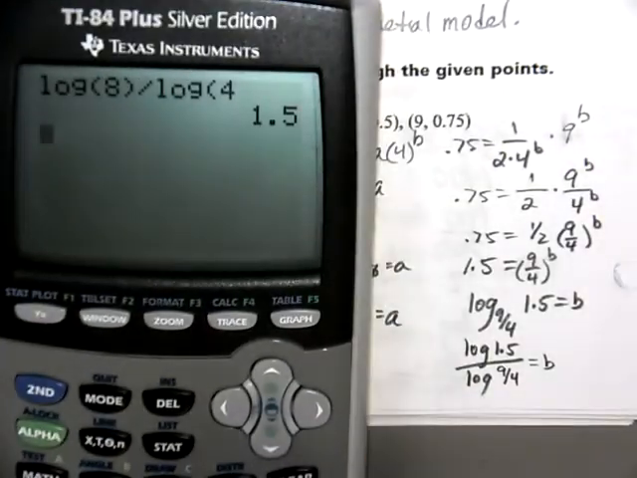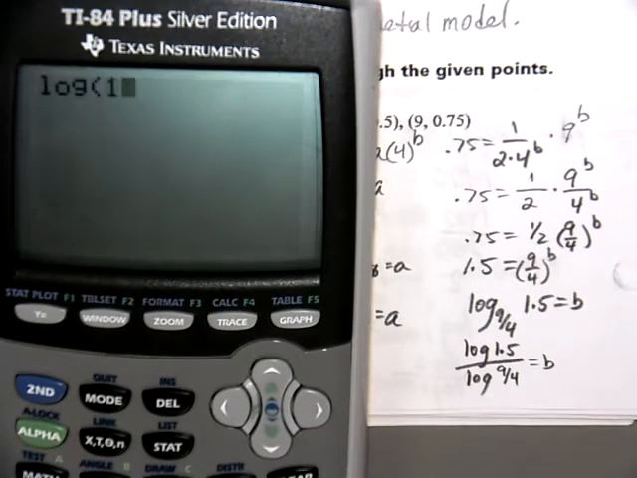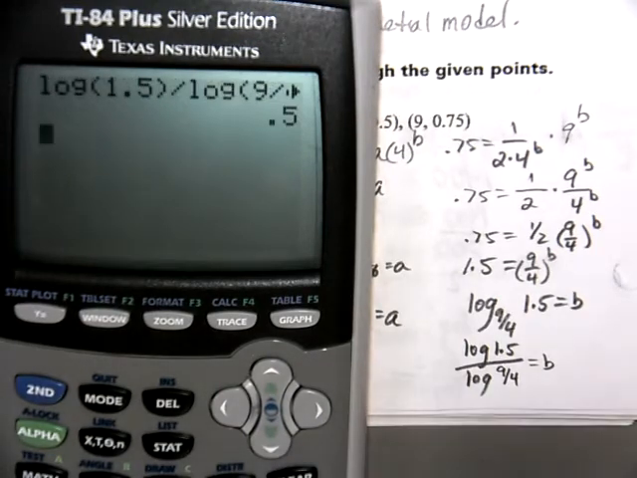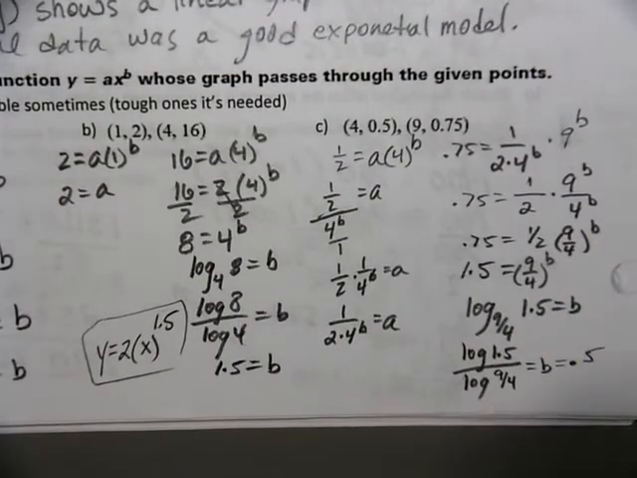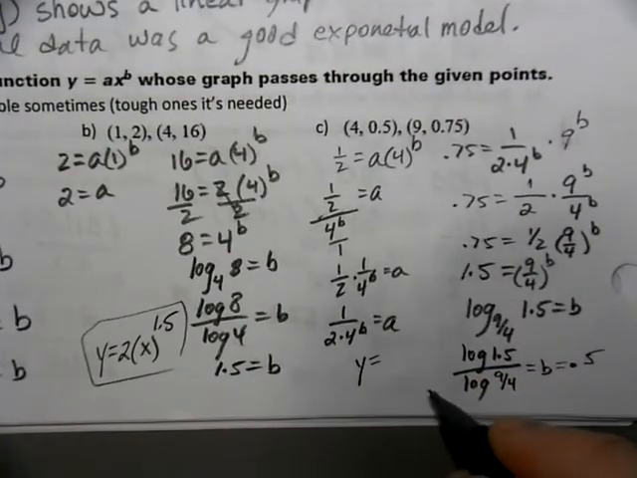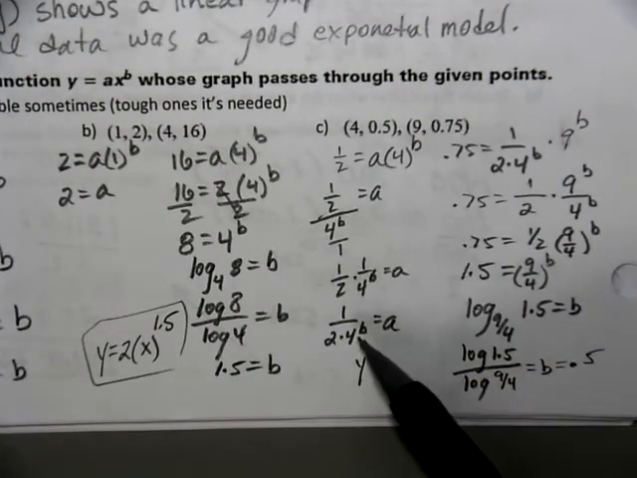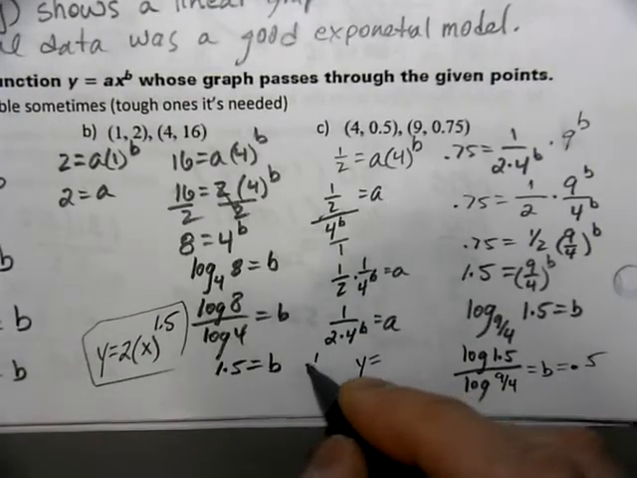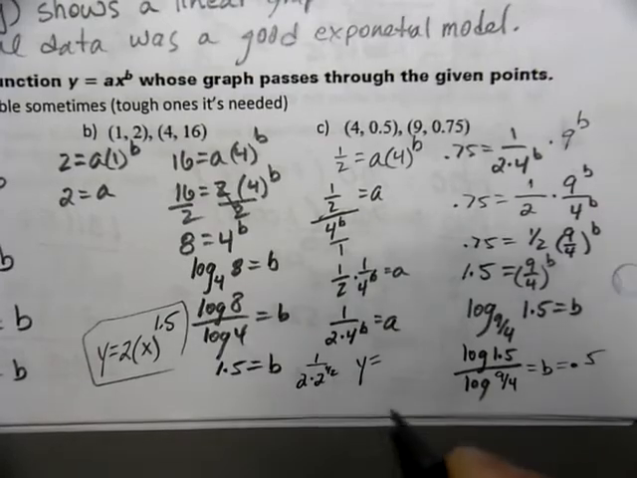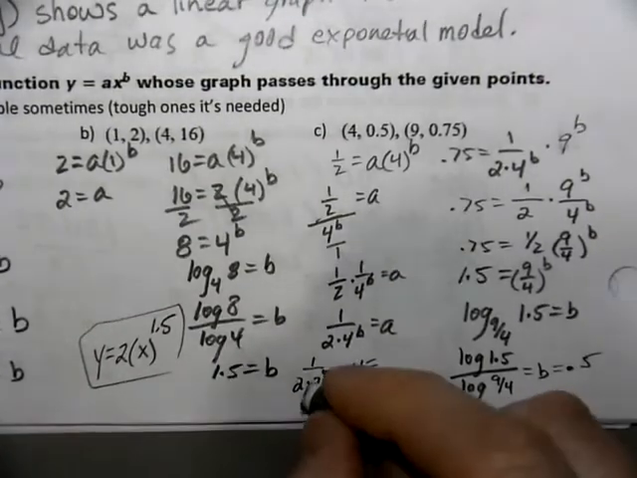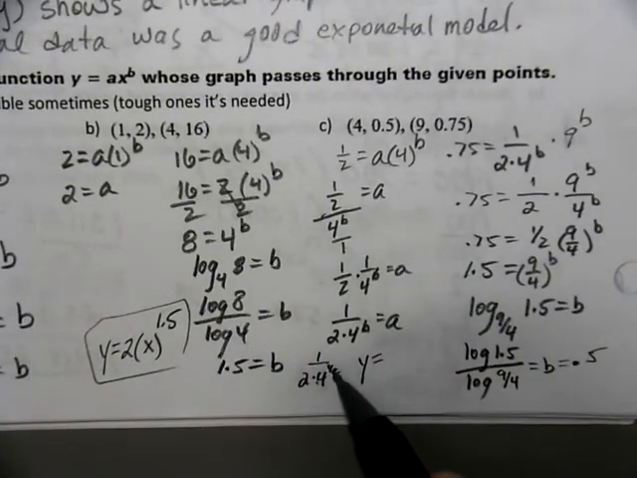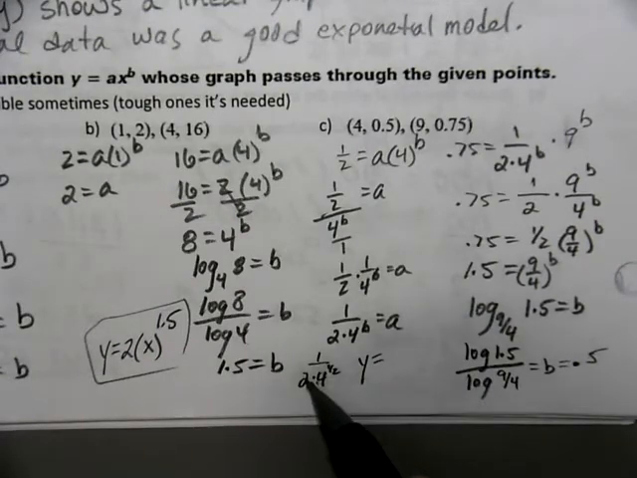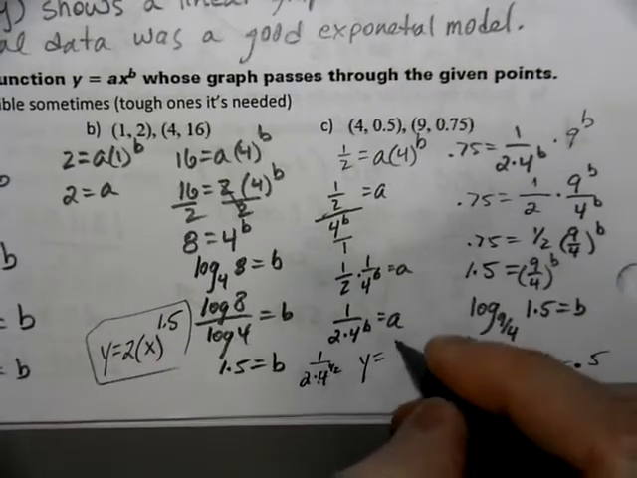So using our calculator, common log of 1.5 divided by the common log of 9 divided by 4 gives us 0.5. So our final answer is y equals the a value, well, we don't know what the a value is. 0.5 goes in here, and we get 1 over 2 times 2 to the half. Well, remember, that's a 4. Sorry. When you do a half power, remember, that's a square root. So 1 over 2 times 2, so that's 1/4.